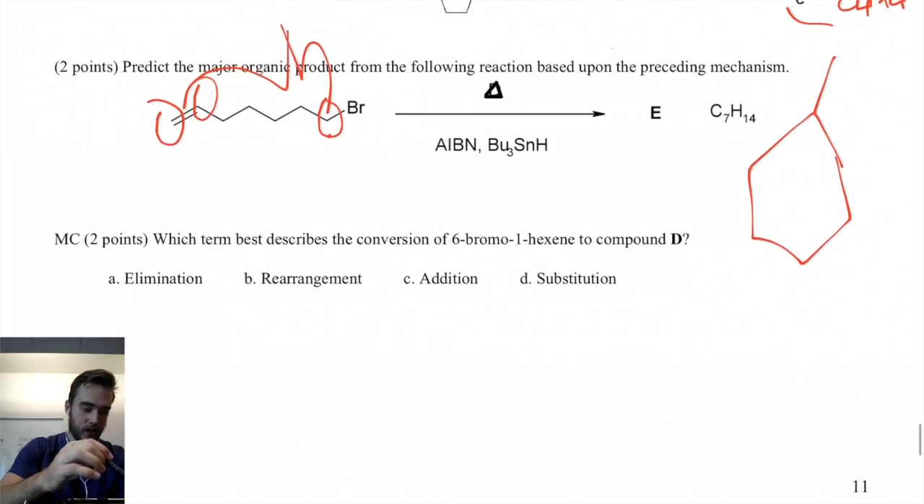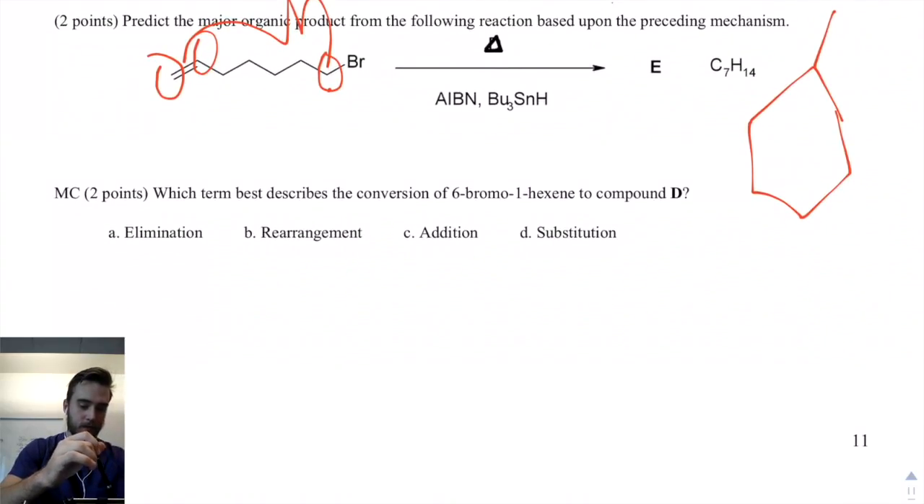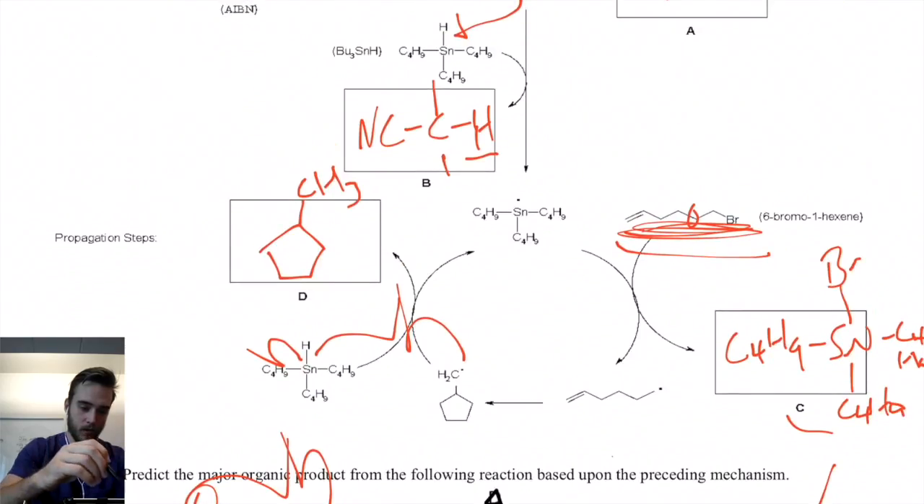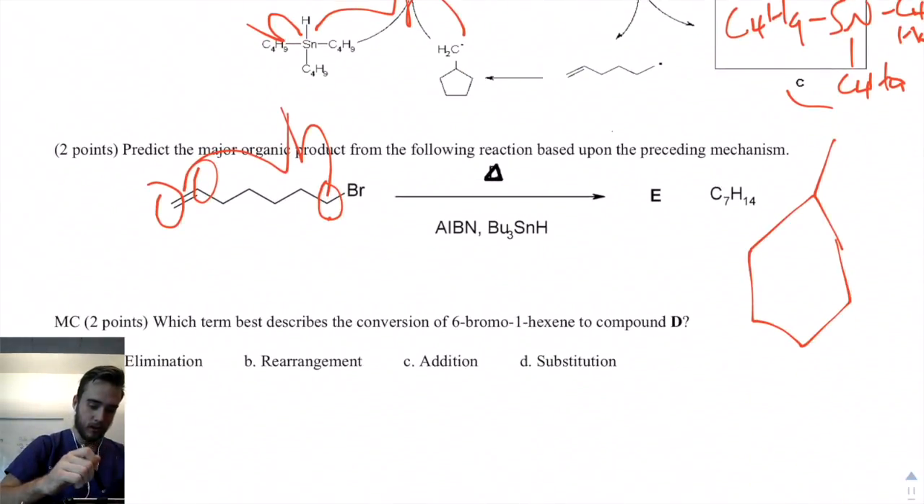And then we could see which term best describes the conversion of 6-bromo-1-hexene to compound D. So this is our 6-bromo-1-hexene right here. And we see that the bromine was substituted for an H. This is a substitution reaction.